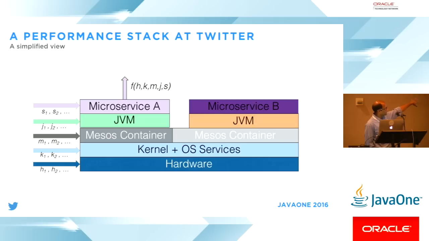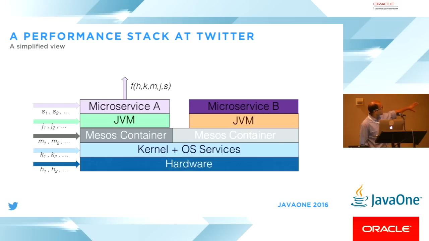On the left is microservice A, and on the right is microservice B, and these are two instances running in Mesos containers on top of a single Mesos slave. So they share the hardware and run in separate Mesos containers. Now these containers themselves might possibly run other processes. The microservice runs on top of the JVM.